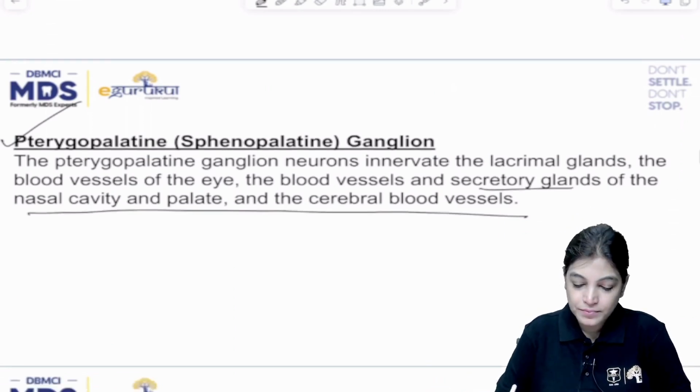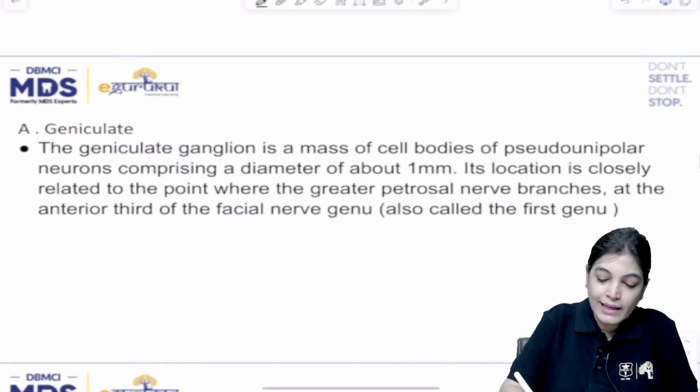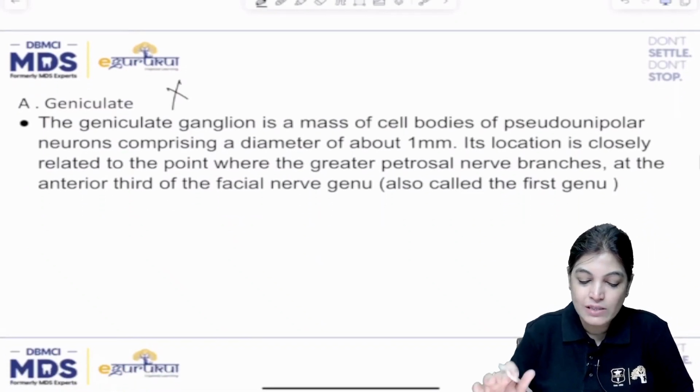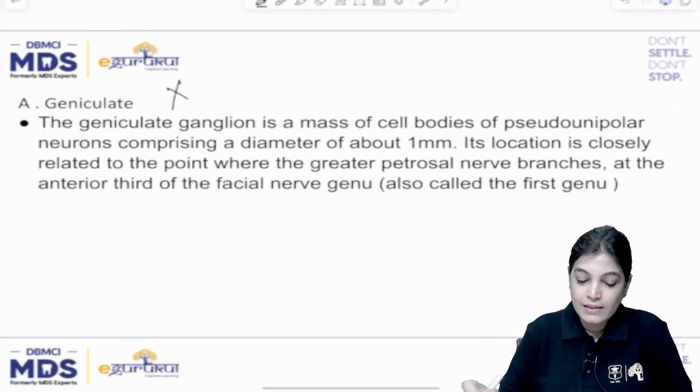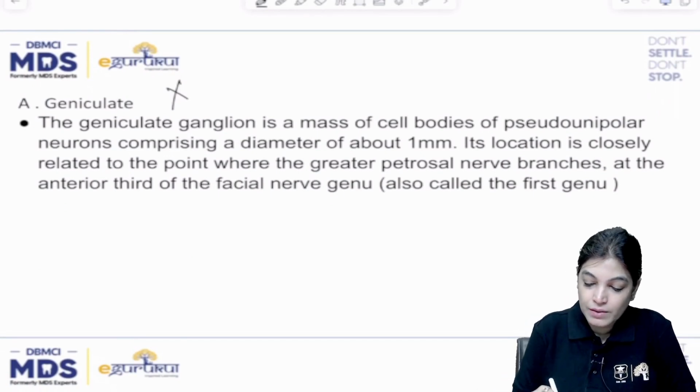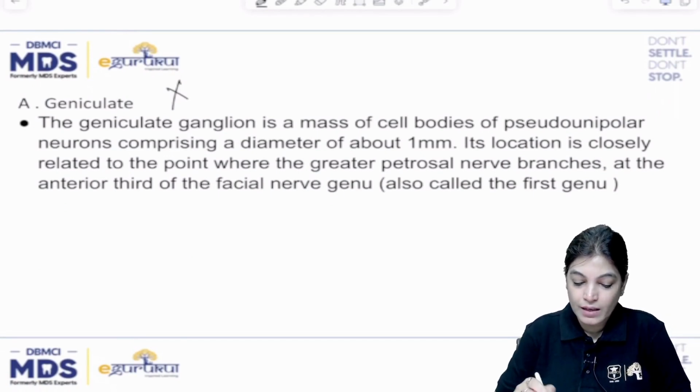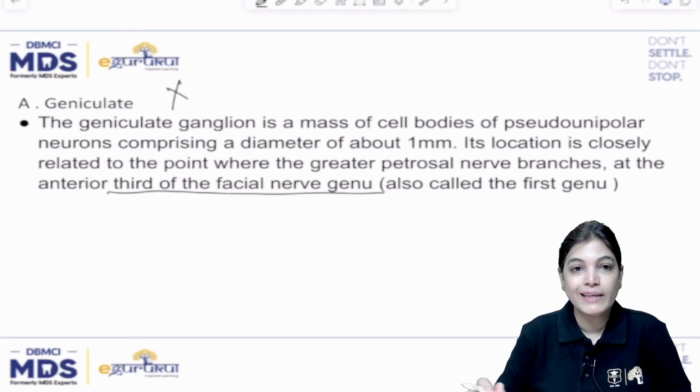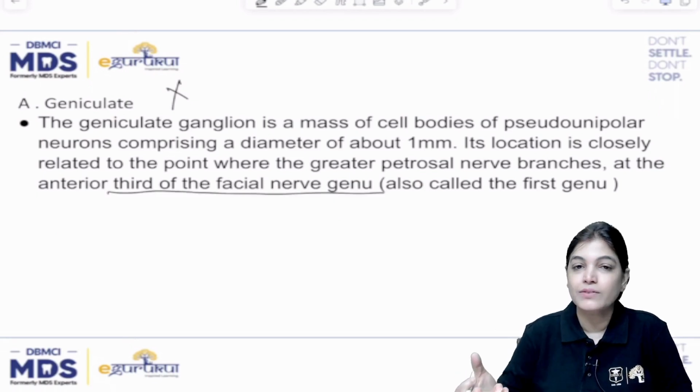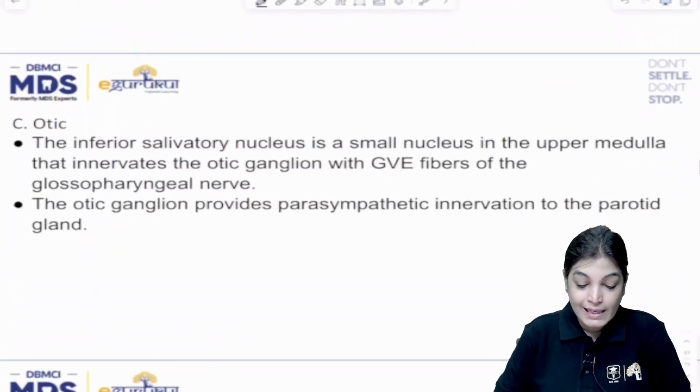Now, अगर हम geniculate ganglion की बात करें, it's wrong because it is pseudo unipolar neurons and it is located very close to greater petrosal nerve, and it is lying at the anterior third facial nerve genu, internal genu. So definitely it's not related with lacrimal gland secretion.